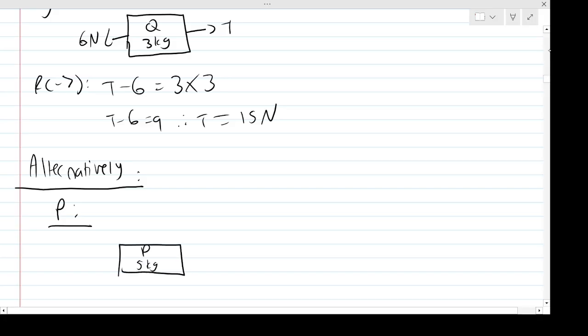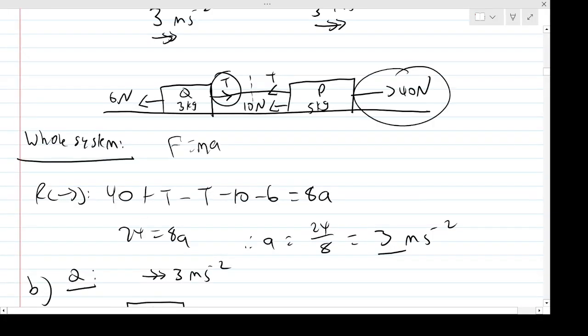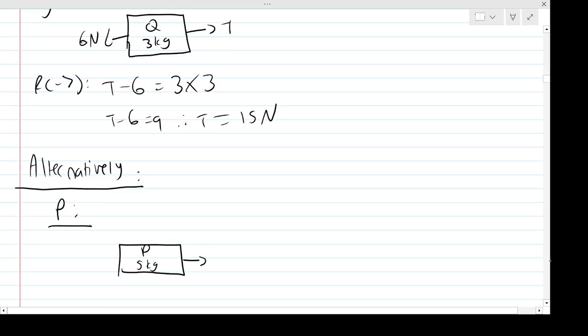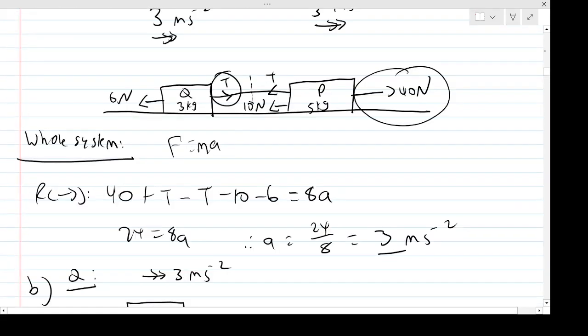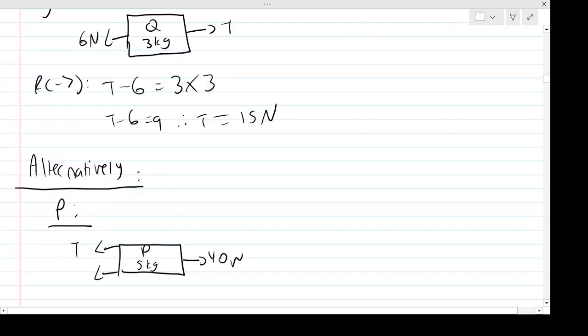And then the forces acting on P, well, it's forwards by 40. And it's being pulled back by the tension and the resistance of 10 newtons, okay? And it's accelerating. Well, at this point, let's say I want to work out the acceleration in a different way. Again, that's just A, okay?